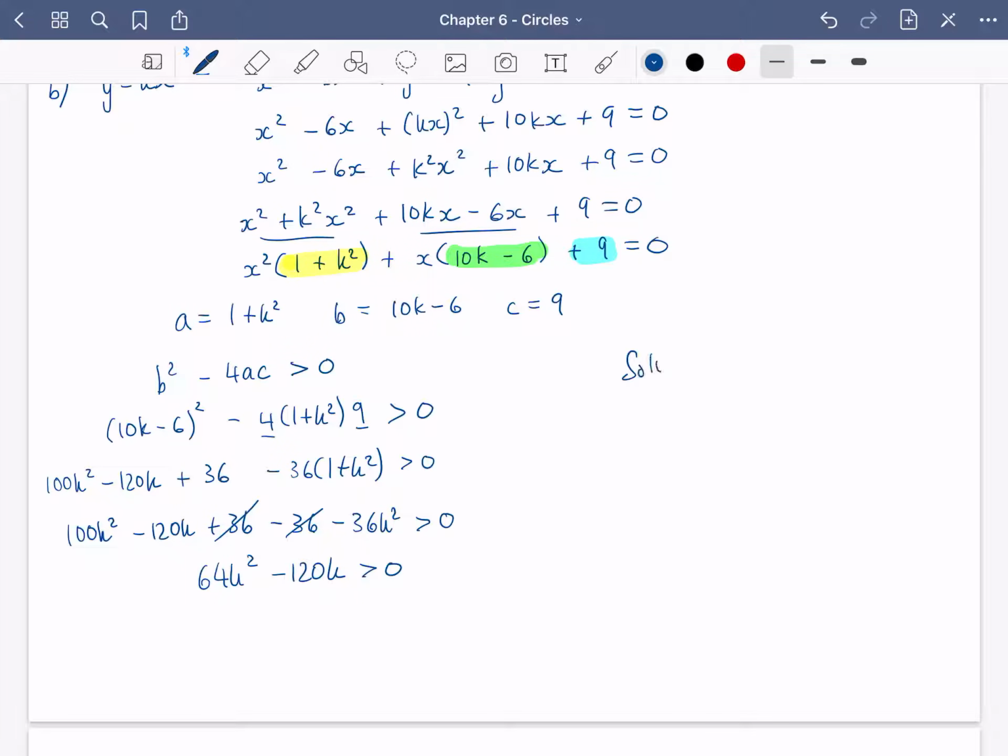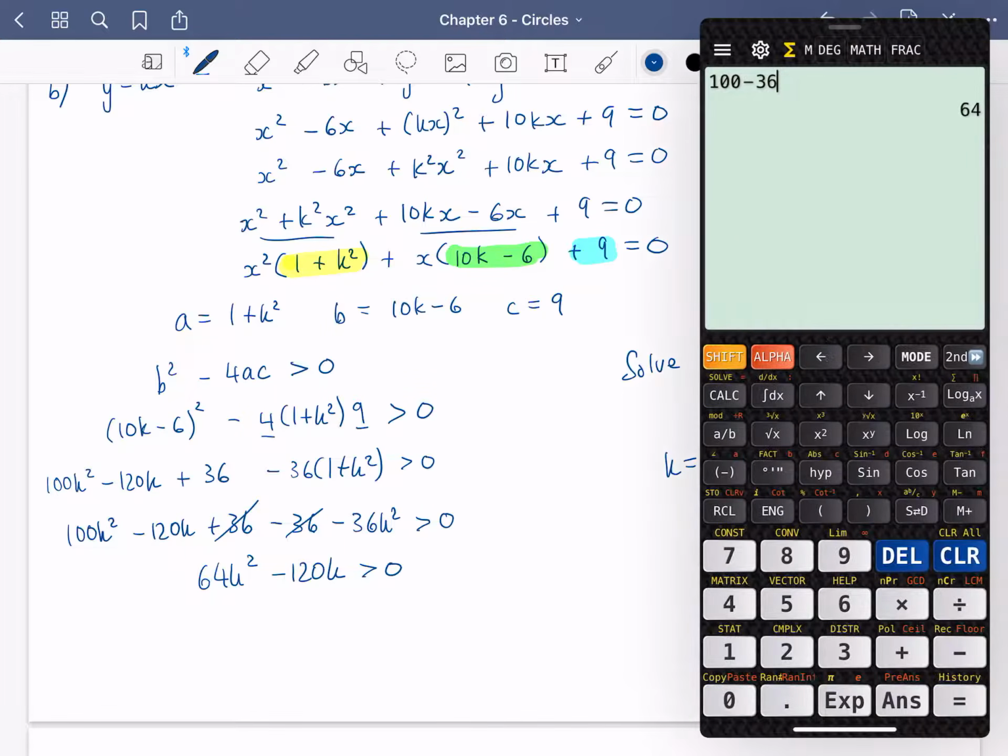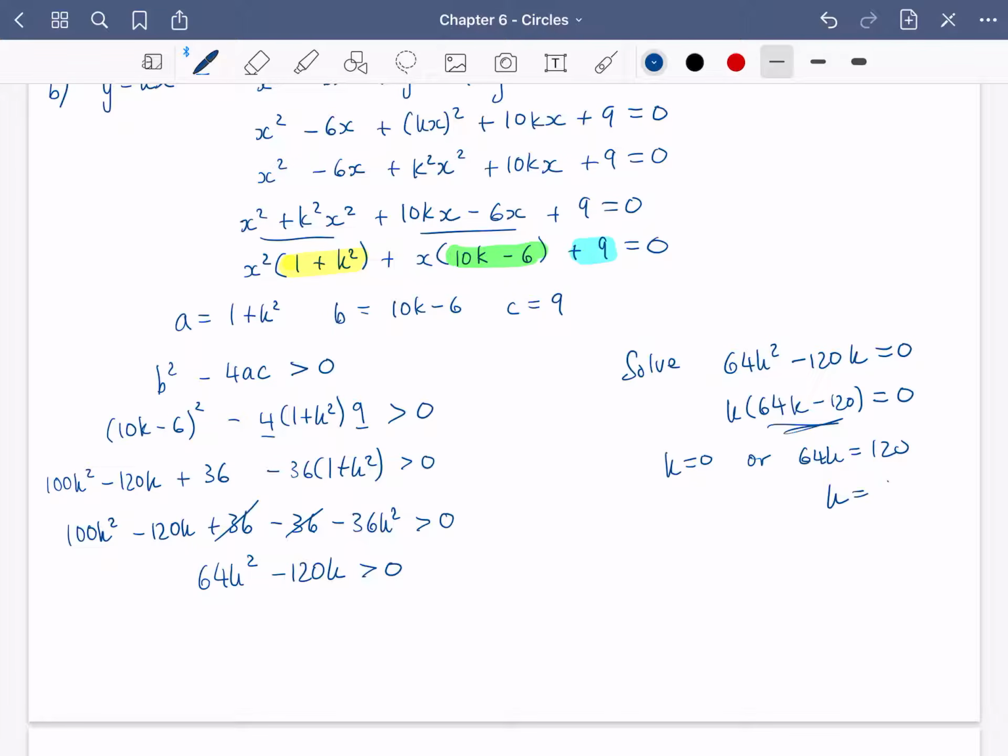So what I'm actually going to do, I'm going to go back to this and hopefully this will be working much easier. I'm actually going to solve this equation first of all. So if I factor out the k, you could either use your calculator or you could just factor out the k here to find out where it's going to cross the axis. So either k is equal to 0 or 64k is equal to 120. That's from this bit. So k is equal to 120 divided by 64, which is 15 over 8.